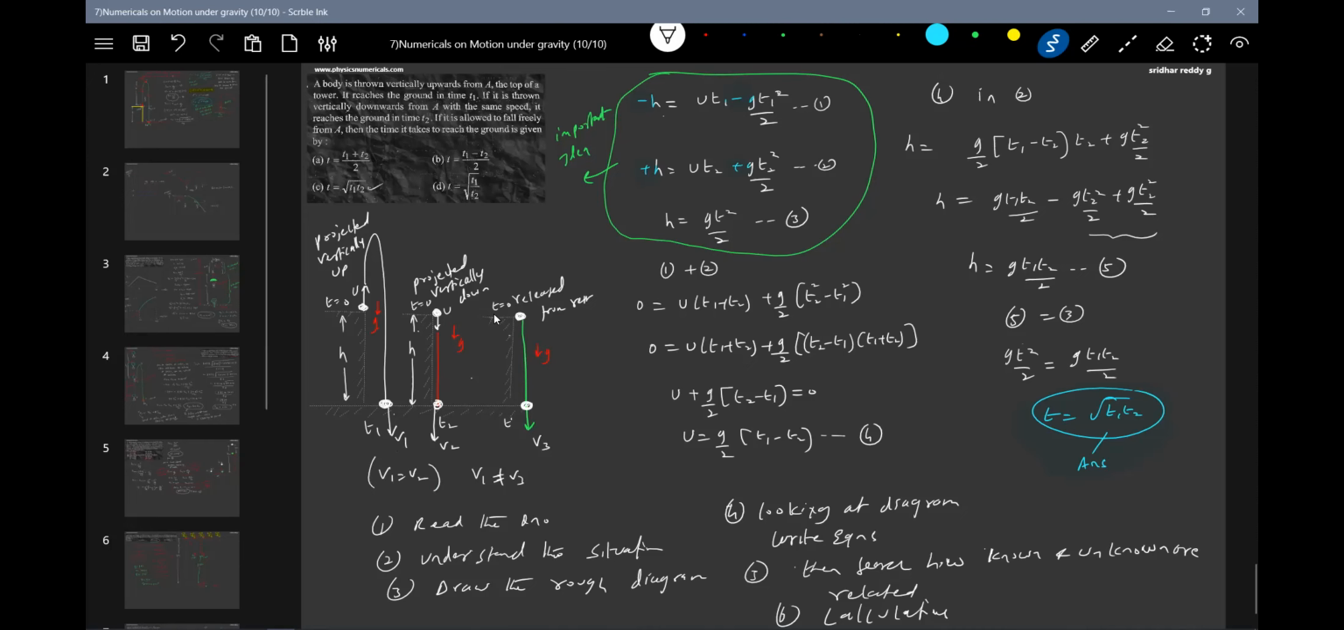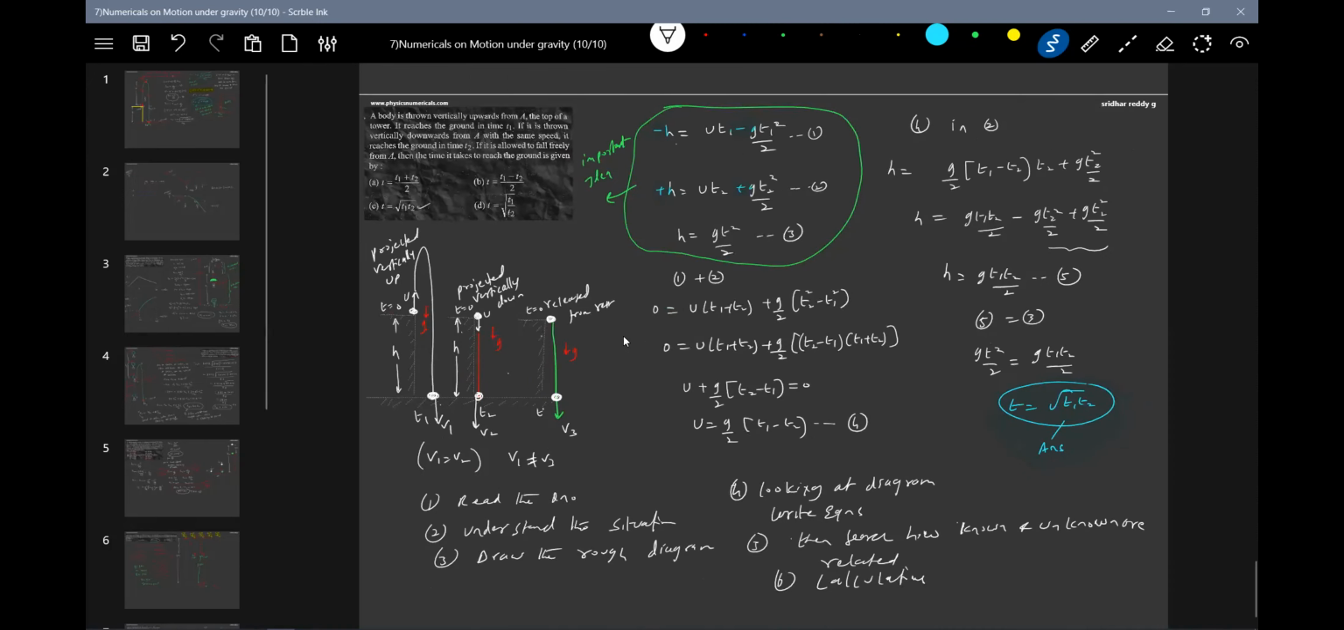There's a fundamental one. You go for any problem, there's only one methodology available. Look at the diagram and write equations. Look at the diagram and write equations, or search for an idea, or explore the idea.